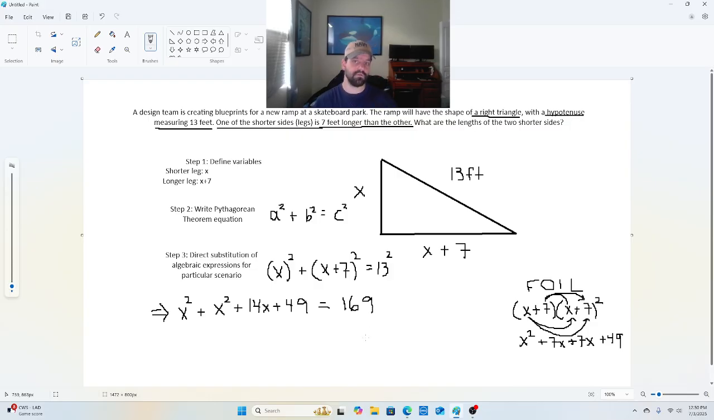So as you guys can see, as we're going forward with this, you're seeing those x squared terms, which is going to lead us to some type of quadratic equation. So if we go ahead and simplify one more time, combining our like terms, x squared and x squared is going to give us 2x squared plus 14x, which is its own term that doesn't have any other combinable terms, so it's just going to stay as 14x, and then plus 49 equals 169. So what we originally started with being a Pythagorean theorem problem now becomes a quadratic equation problem.